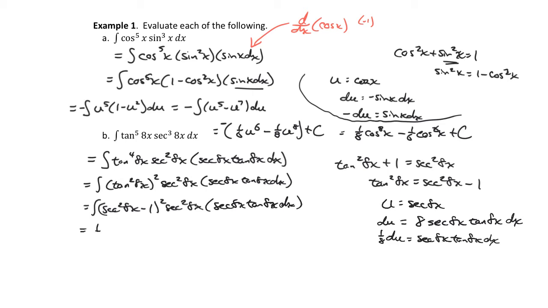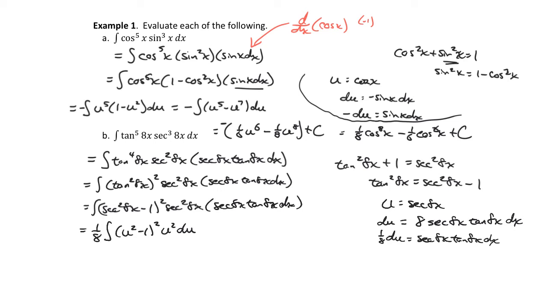So we end up with 1/8. That's part of the du substitution. Secant squared of 8x minus 1 is going to become u squared minus 1, but we square that. And then secant squared of 8x is u squared. The secant of 8x, tangent of 8x, dx, we've already started the substitution. It's 1/8 du.